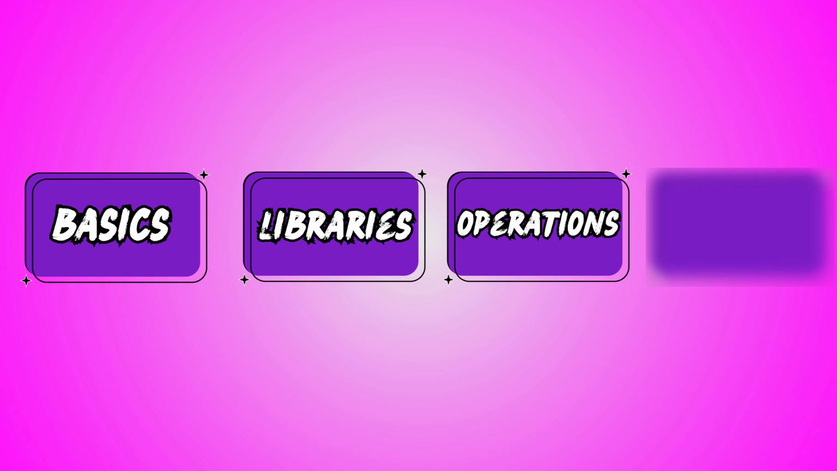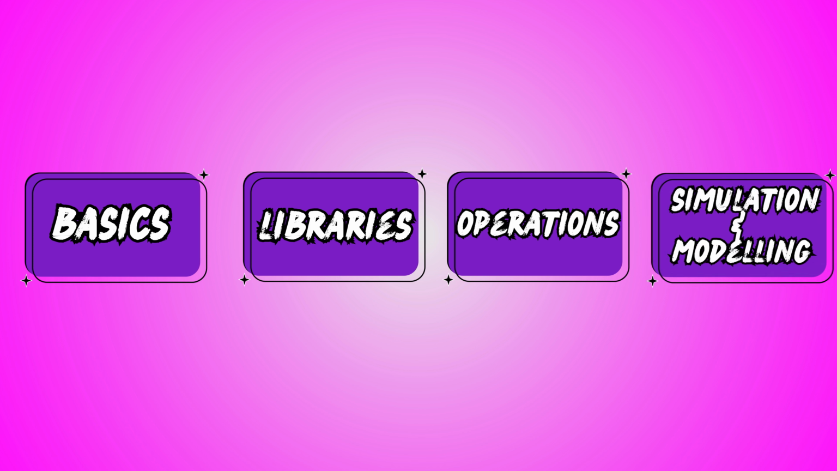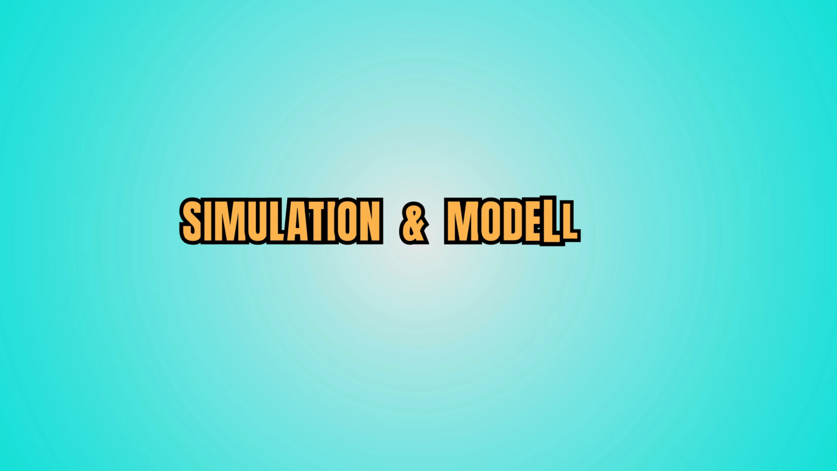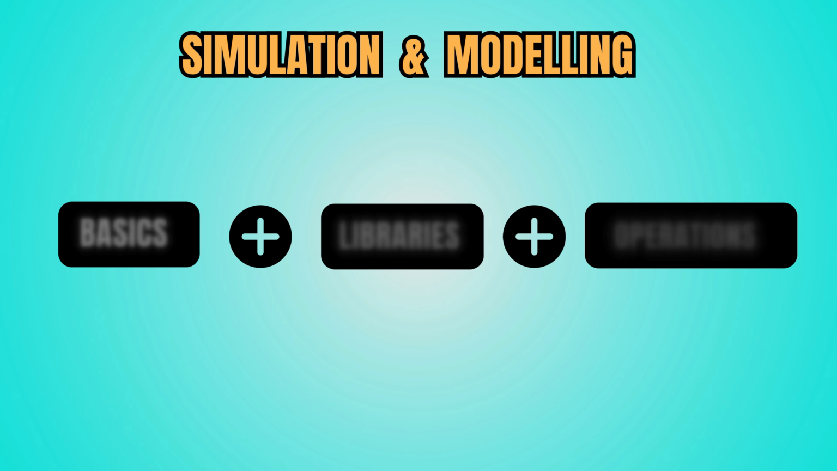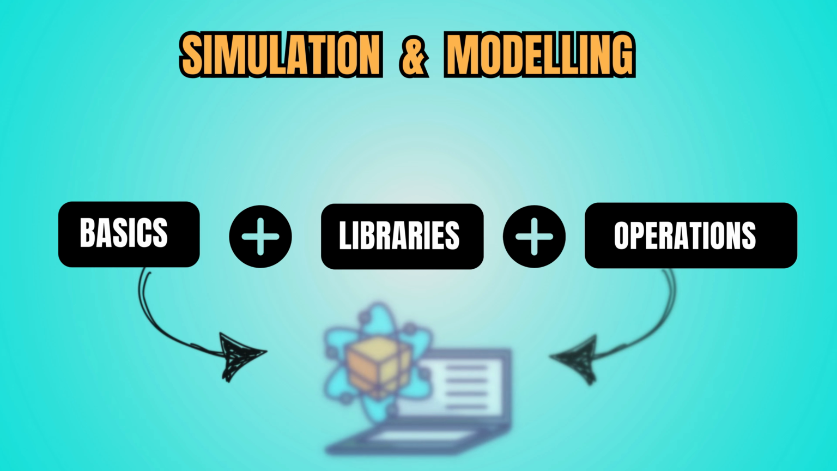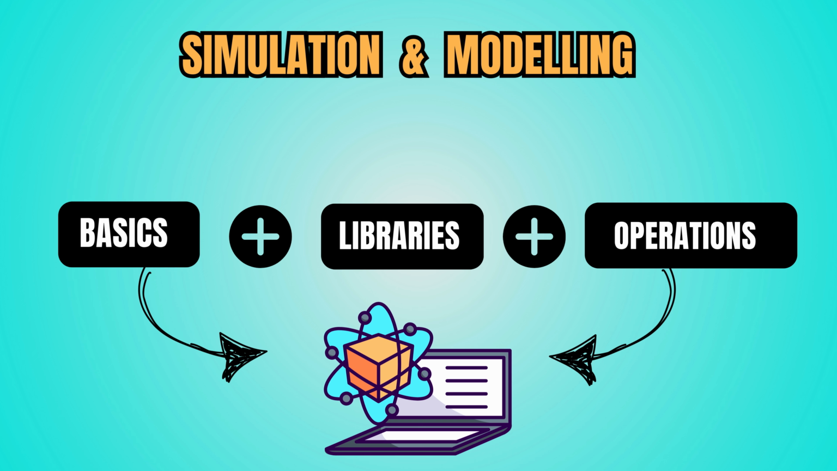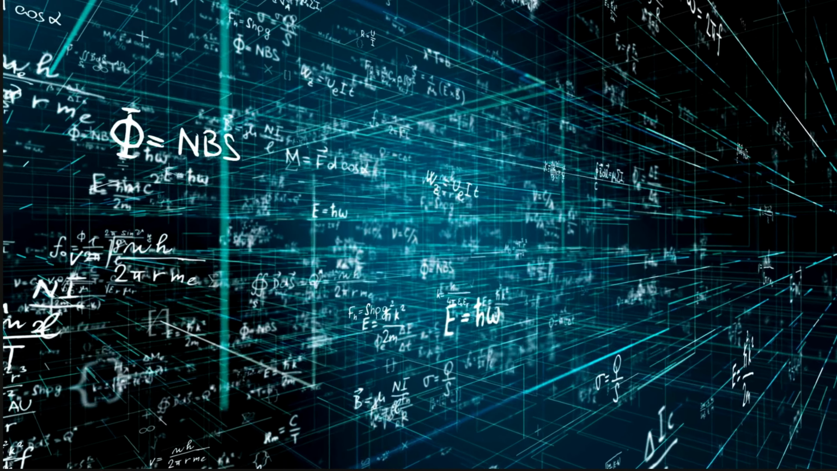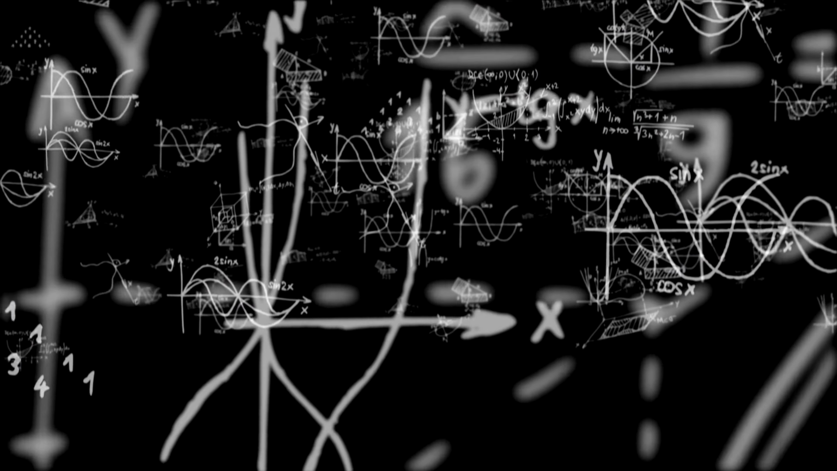Our section 4, the last section, is simulation and modeling. So far, we have learned the basics of Python, explored important scientific libraries, and practiced common operations. So the next step is simulations and modeling, using all these skills together to create computer programs that copy how real-world systems work. In this step, we bring together Python basics like variables, loops, conditions, libraries such as NumPy, SciPy, Matplotlib, then subject knowledge from physics, math, engineering, or any science field.